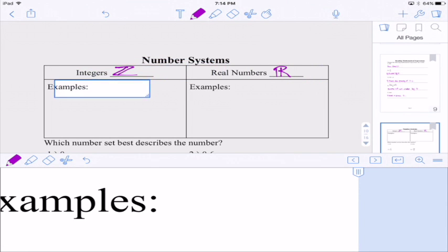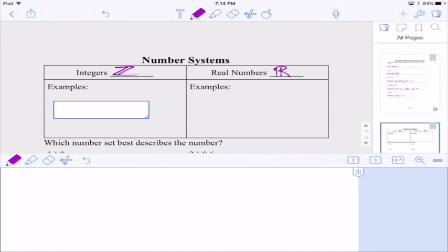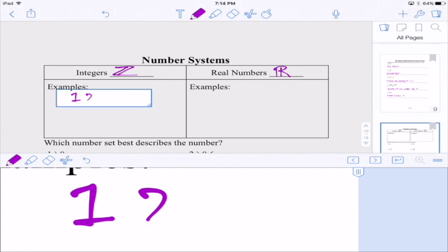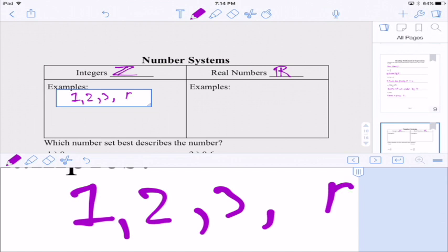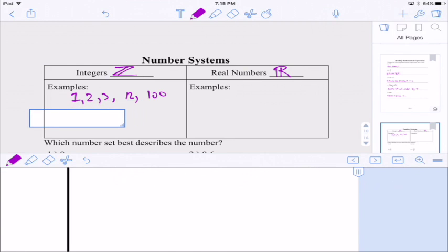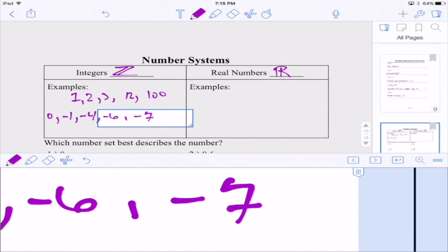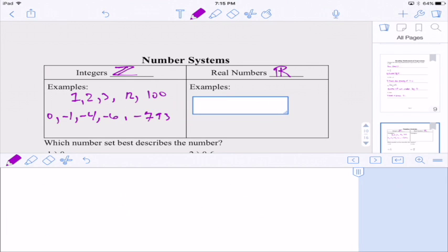Okay, so examples of integers. Well, integers are all of those numbers that are whole, like 1, 2, 3, 12, 100, any number that's whole. But it also includes 0, and it includes those negative numbers. So -1, -4, -6, -793, anything that's not a decimal or a fraction. So negative and positive.